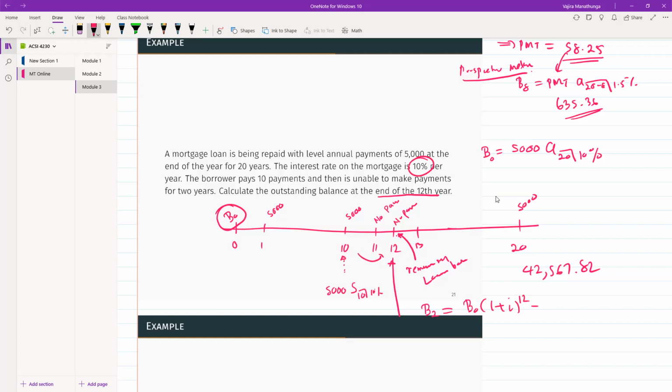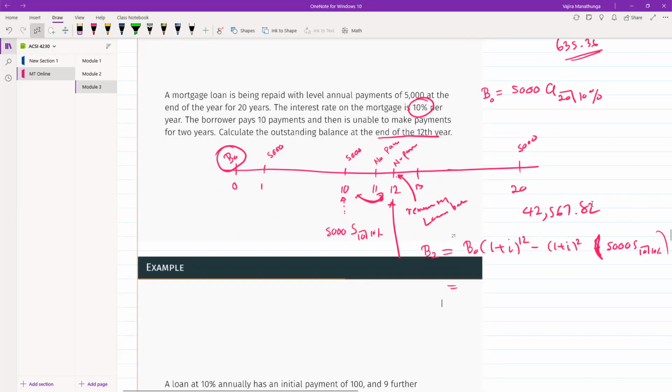Then I have to take it forward 2 years, no? So that will be 1 plus i squared. Instead of v, because you are taking it to the future, you have to multiply by 1 plus i squared times 5,000 s-angle-10 at rate 10%. So let's calculate this quantity and see what we get. So this one is 42,567.82 times 1.1, because the rate is 10%, to the 12, minus 1.1 squared times this quantity. You can use your calculator. Let me use my calculator and get the answer.